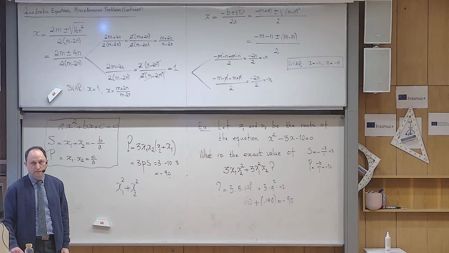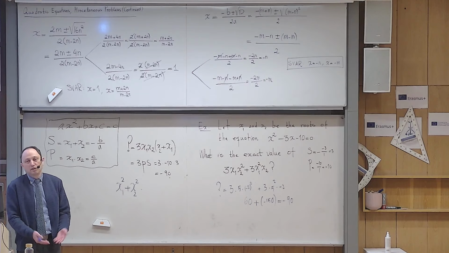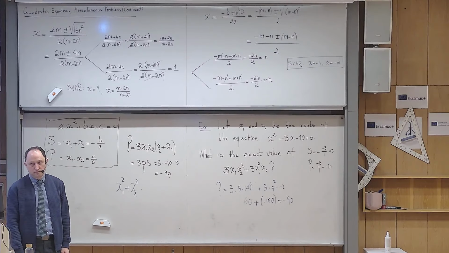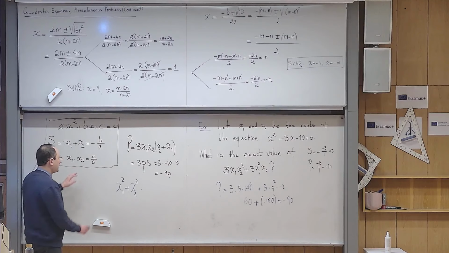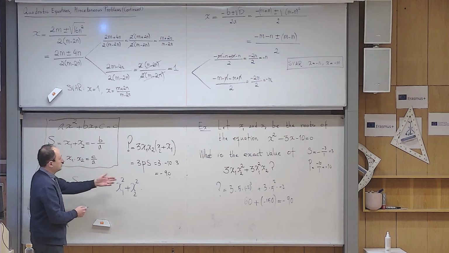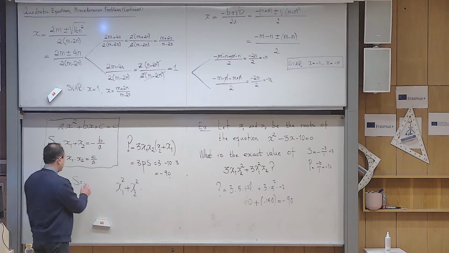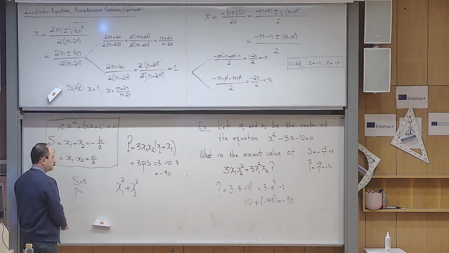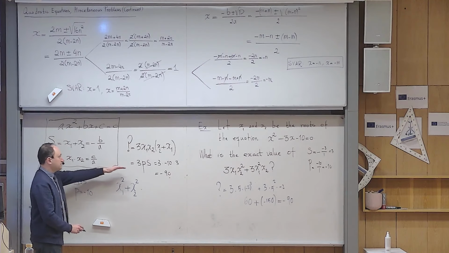x1 equals 3 minus x2, and then move that one. That will end up with something in terms of x2. Now my question is that if I ask you what is S, we know what is S. What is S? What was S in this problem? 3. What was P in this problem? Minus 10.